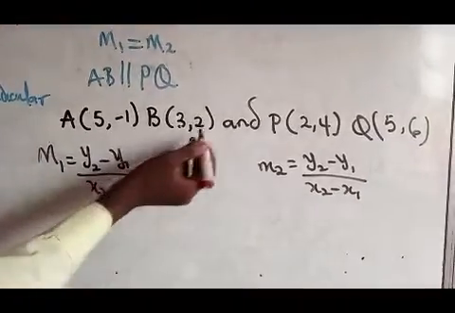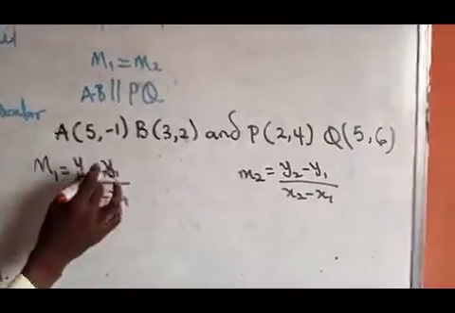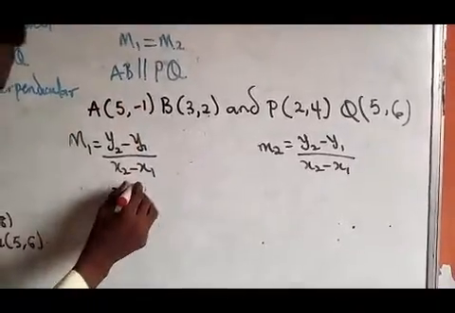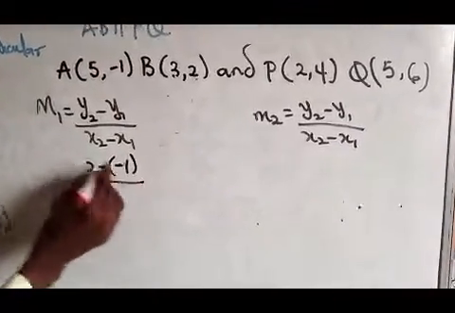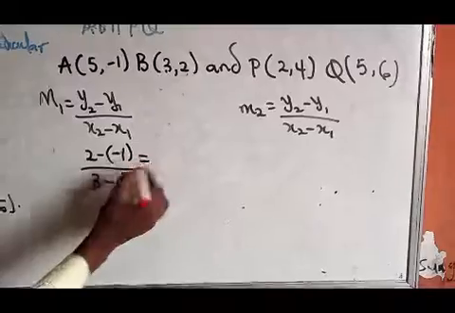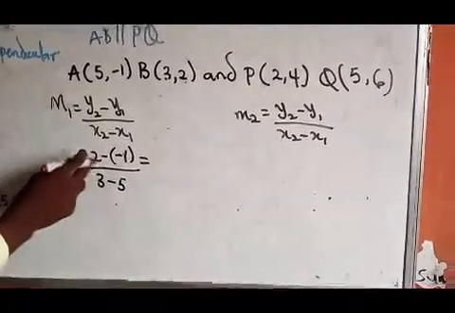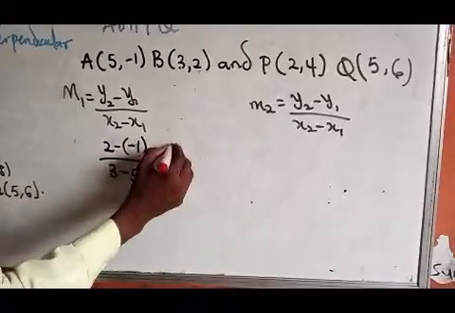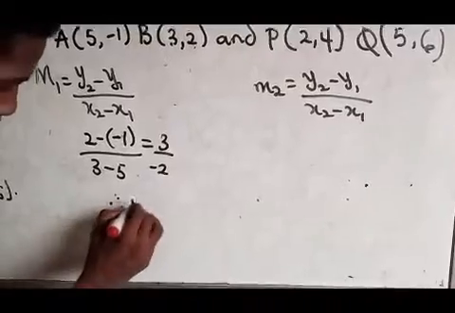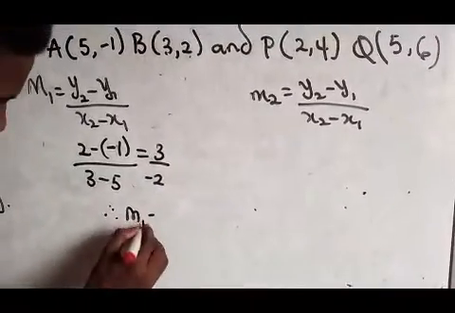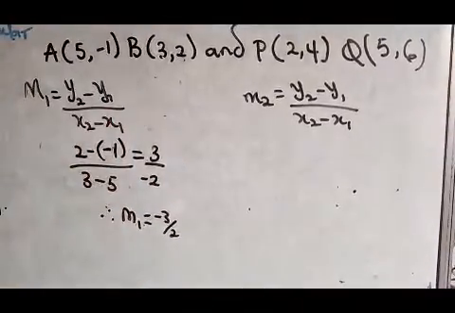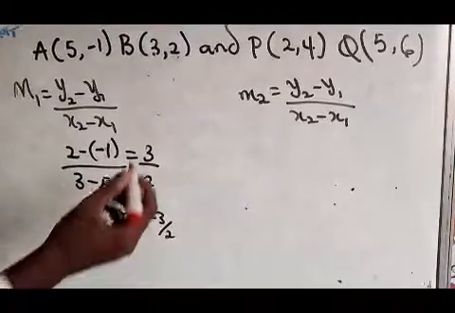So our y2 is 2 minus, now our y1 is minus 1, so you have to put it in bracket, so minus minus 1, all over x2 3 minus x1 5. So that will be 2 plus 1, minus and minus will become plus, so 2 plus 1 will give us 3 over 3 minus 5 will give us minus 2. So therefore our m1 is equals to what? Minus 3 over 2, because minus cannot be in the denominator, it has to come to the numerator. So we have minus 3 over 2 here.